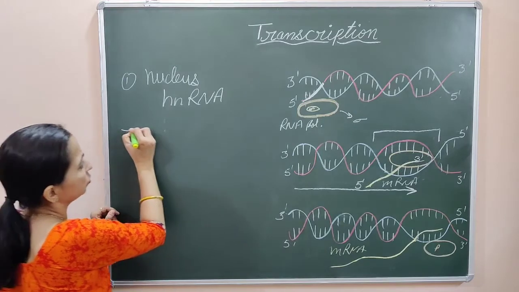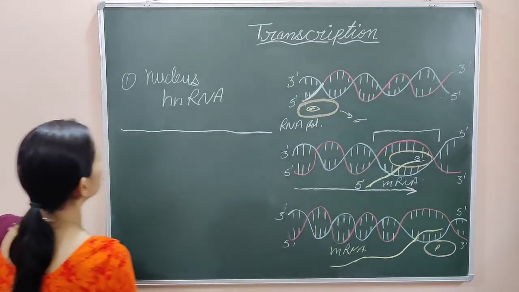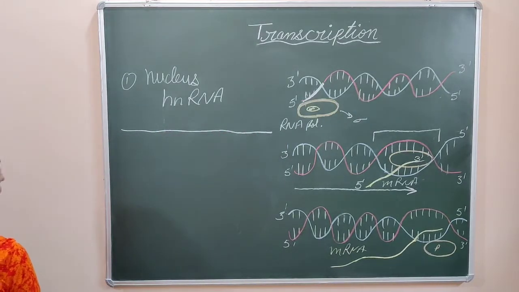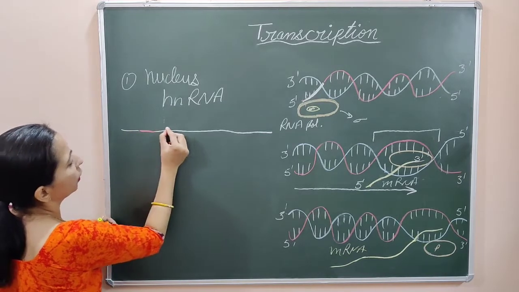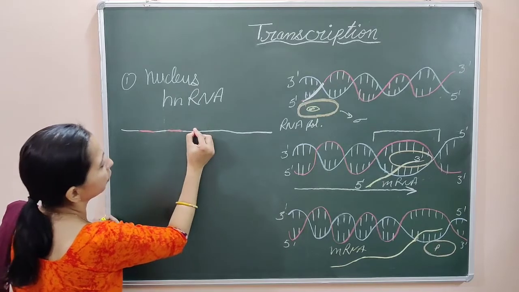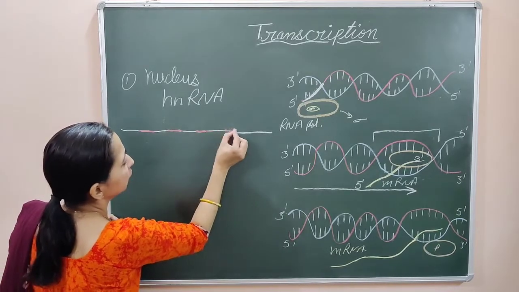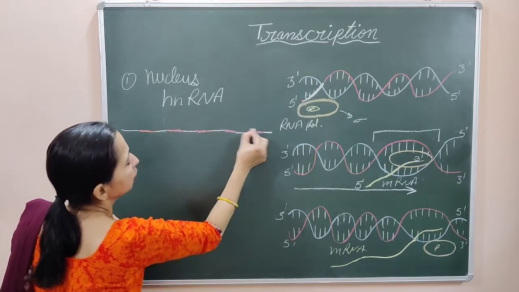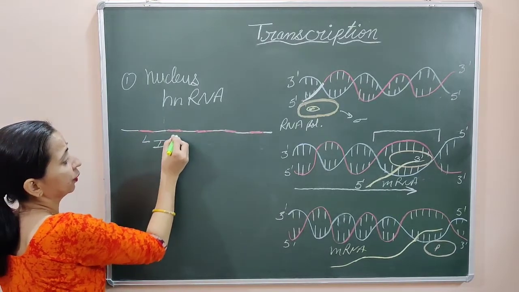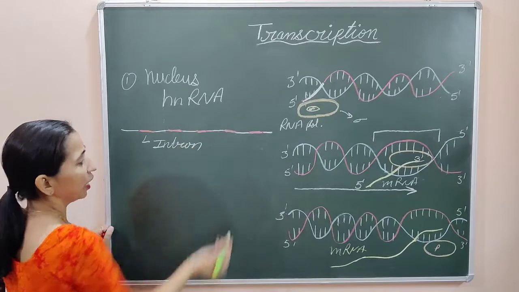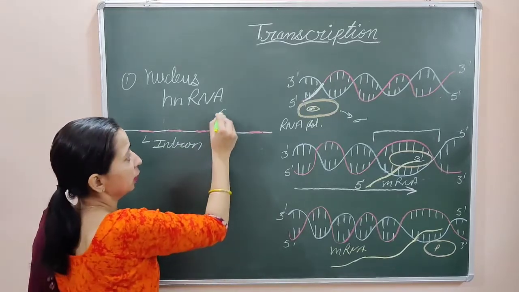Let's draw the structure of RNA. This is the structure of RNA. In this structure, it has some coding region and some non-coding region. We have marked this non-coding region with red color. These red regions are the non-coding regions and they are known as introns. So it has introns and it has exons.